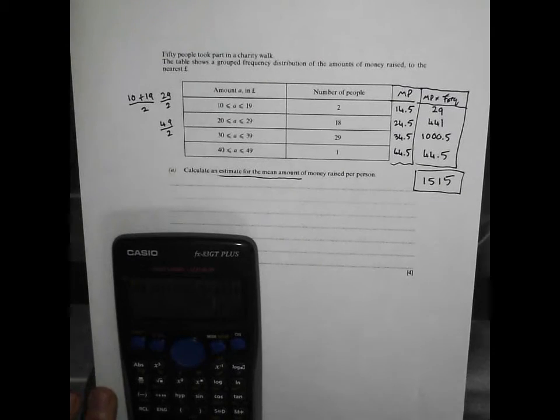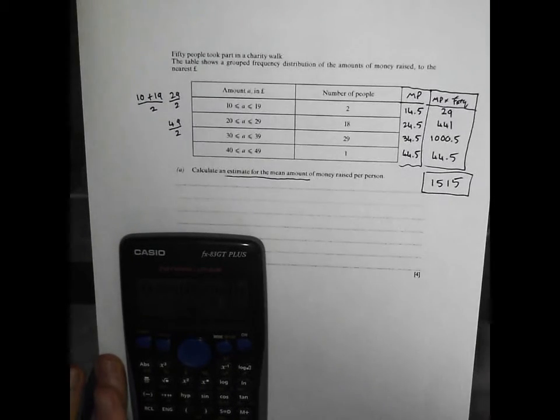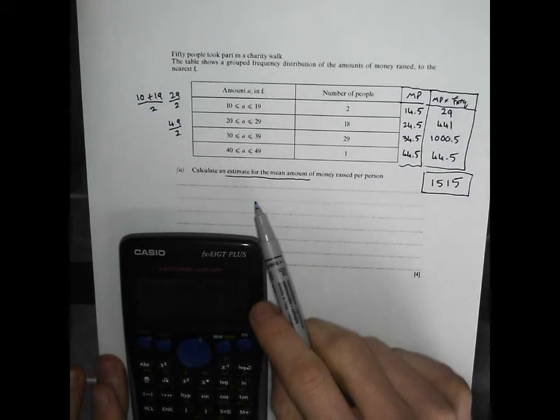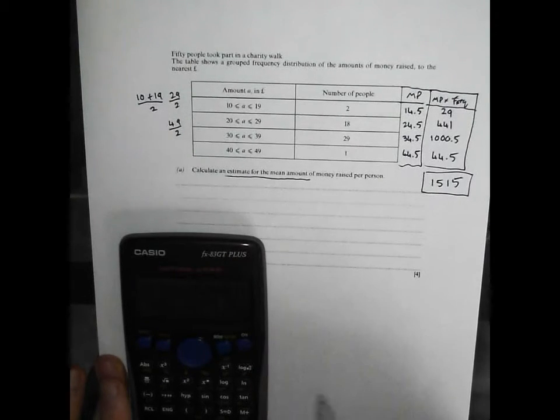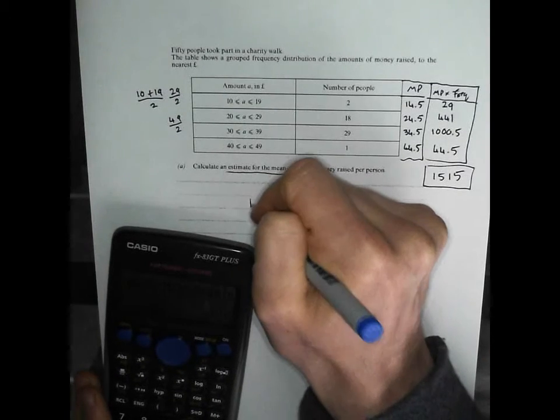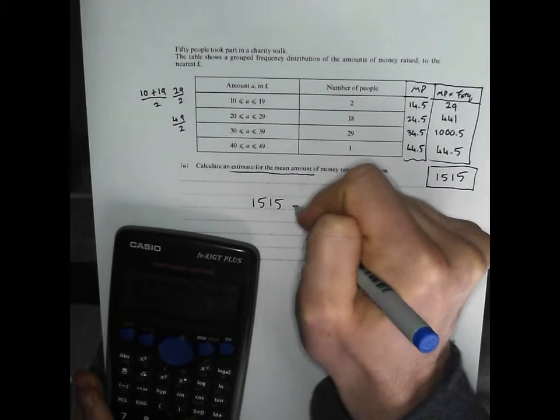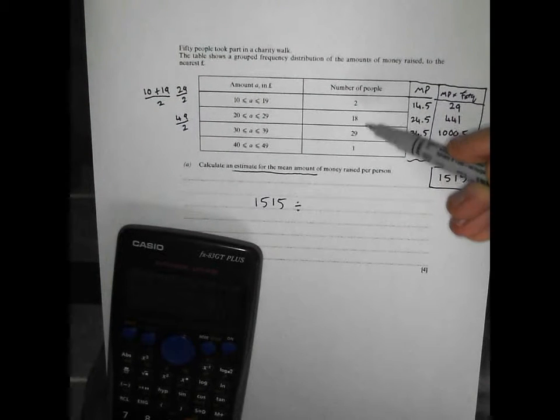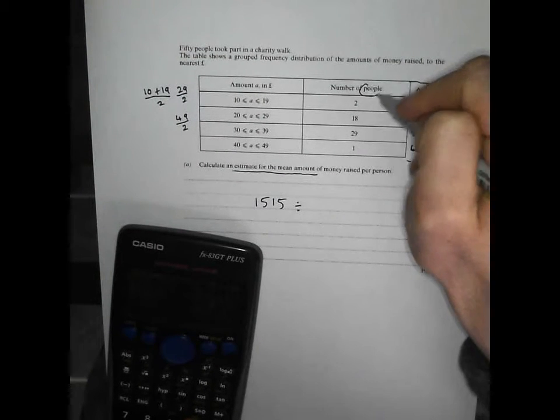And then pause. Remember my tip. What do you expect the mean to be? Well, my smallest is 10 and my biggest is 49. So if my answer isn't between 10 and 49, the chances are it's wrong. So I've got 1,515 and I'm going to divide it by, not by the number of rows, but the total number of people.